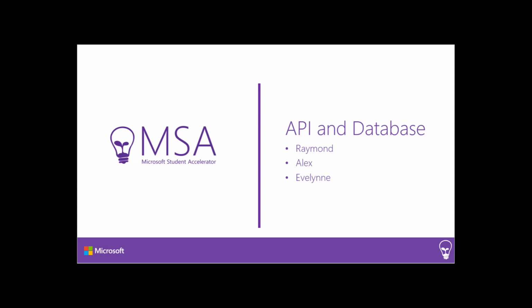Here, Evelyn, Raymond, and I will give you an overview of the database and API using the .NET framework. As you may know, data is the new oil. Hence, database is crucial because it is where we create, store, and update the data. There are many different types of databases, such as relational, non-relational, key value, and your file system, etc.